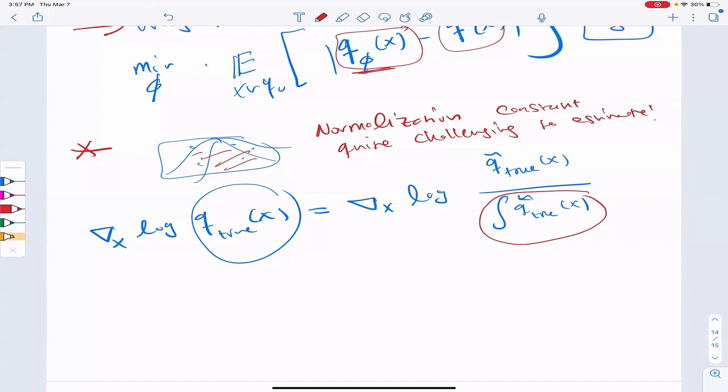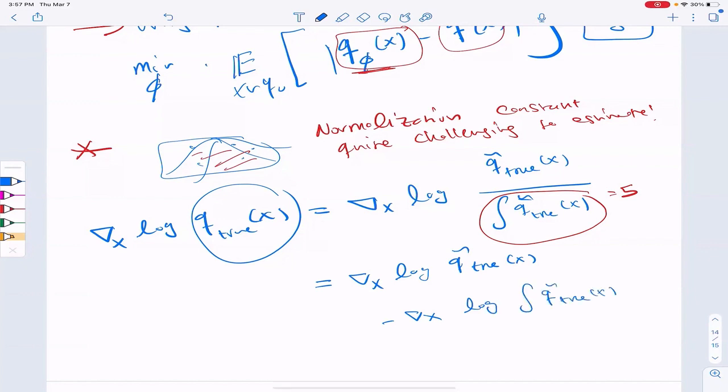All right, so in this case, what happens? Log breaks these two down. Let's suppose this is like 5. It's a constant, right? So you're multiplying every probability or dividing every probability with a number. Now what happens? You get the gradient of log of q tilde true of x, this is score, minus the gradient with respect to x of log of the integral of q tilde true of x. But this guy is a constant. You're multiplying your function with some number, 5 or something. The gradient with respect to x of the constant is 0. So your score function, therefore, is invariant to scaling, to the normalization.